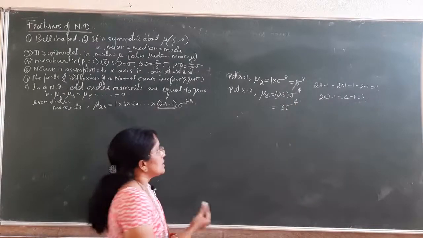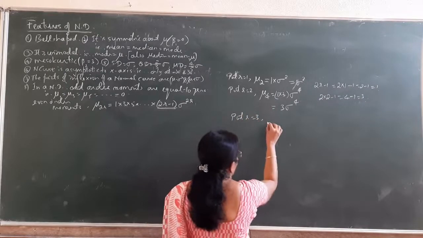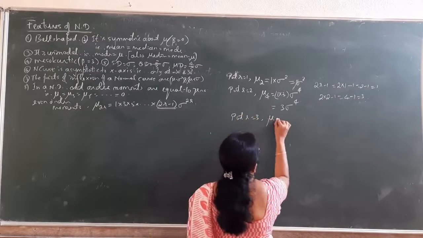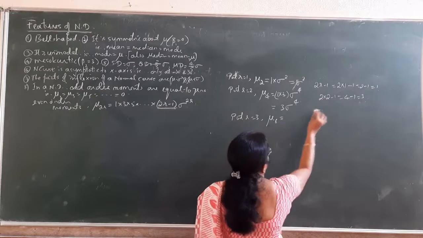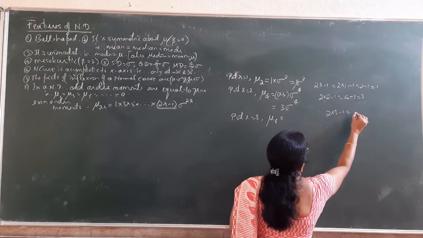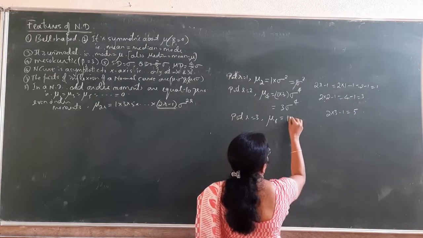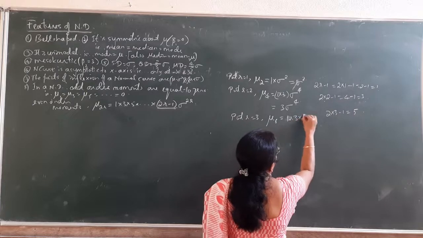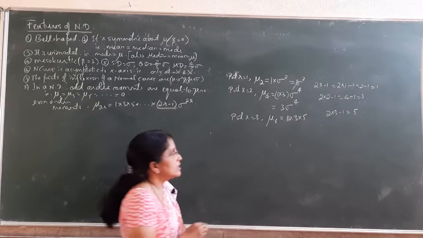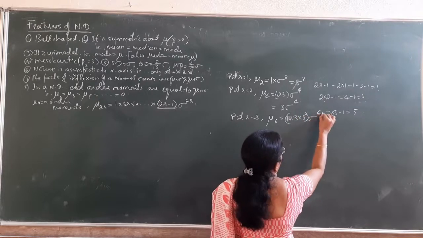Similarly, by substituting, put r is equal to 3. What do you get? Mu 2 into 3, 6, which is equal to, first find this value, 2r minus 1, 2 into 3 minus 1, 2 into 3, 6, 6 minus 1, 5. So, start from 1, multiply next 3, end it with 5. Next, sigma power 2r, 2 into 3, 6.